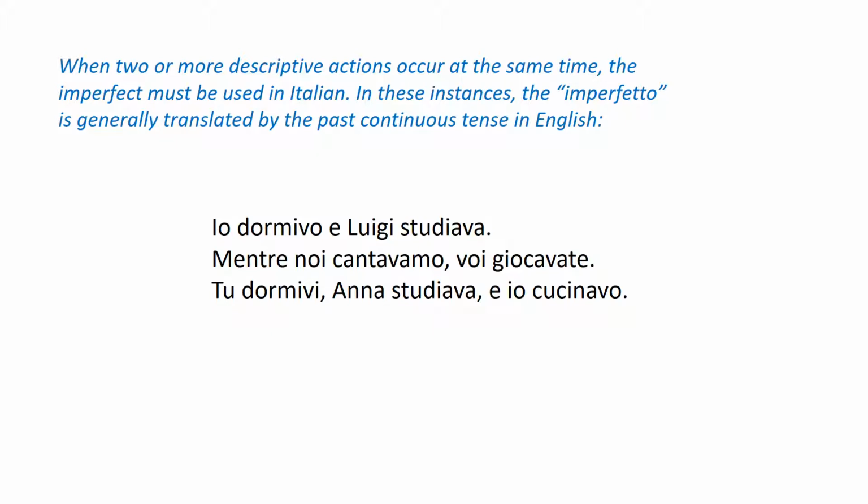When two or more descriptive actions occur at the same time, the imperfect must be used in Italian. In these instances, the imperfetto is generally translated by the past continuous tense in English. For example, io dormivo e Luigi studiava. Two uses of the imperfetto in Italian that require a continuous tense in English to really make sense. I was sleeping and Luigi was studying.